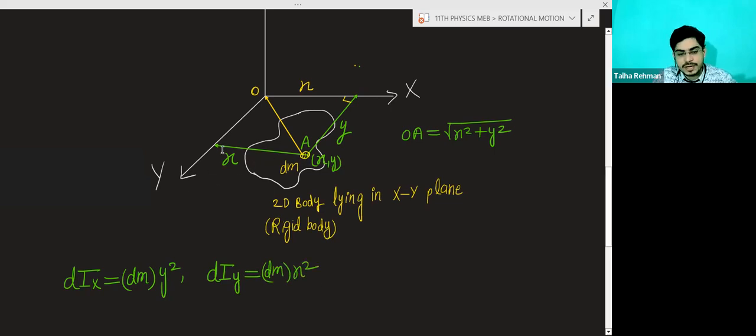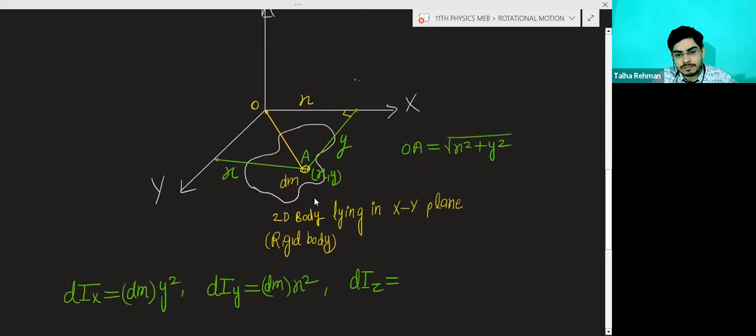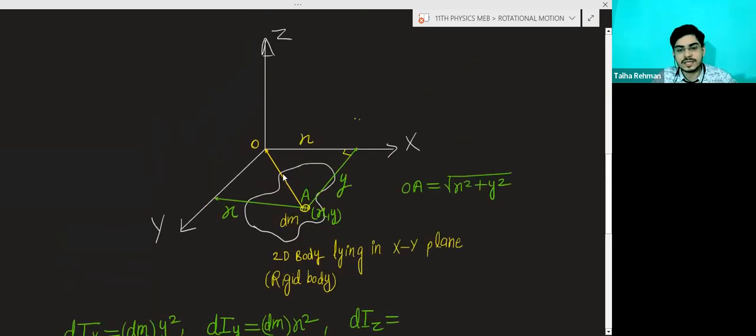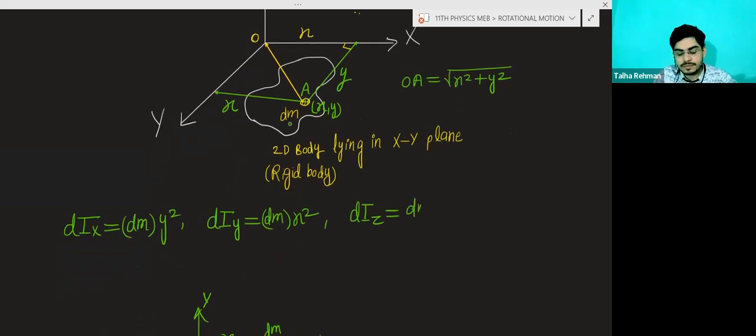If you want to find the moment of inertia of this mass about the z-axis, what is the perpendicular distance between this mass and the z-axis? That is dm into OA square. What is OA square? x square plus y square. So it will become dm into (x square plus y square).